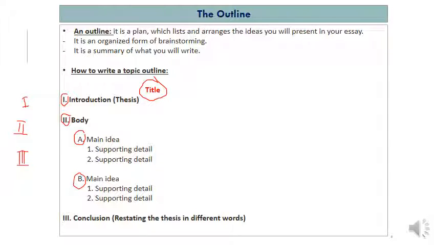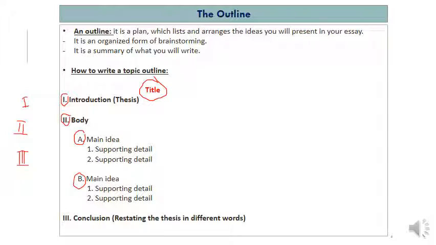Same as you guys. One of you is Ali, the other is Hassan, the other is Sally, Sami, Huda, whatever. Okay? But use names for the body paragraphs. What is the name of the first body paragraph? It's A. What is the name of the second body paragraph? It's B. In the first body paragraph, I'm going to talk about the advantages of using mobile phones. Okay? So the main idea is advantages of using mobile phones.